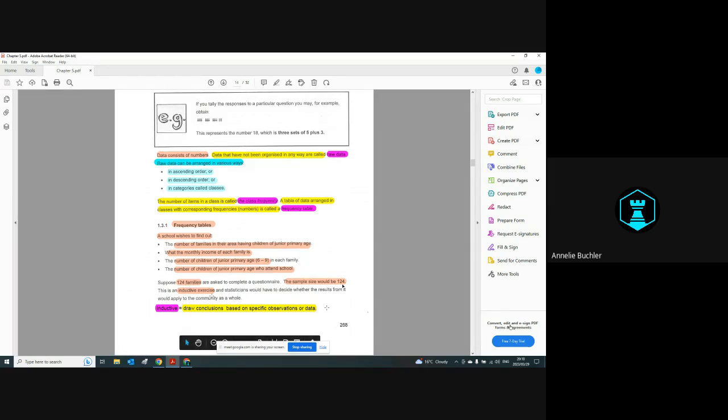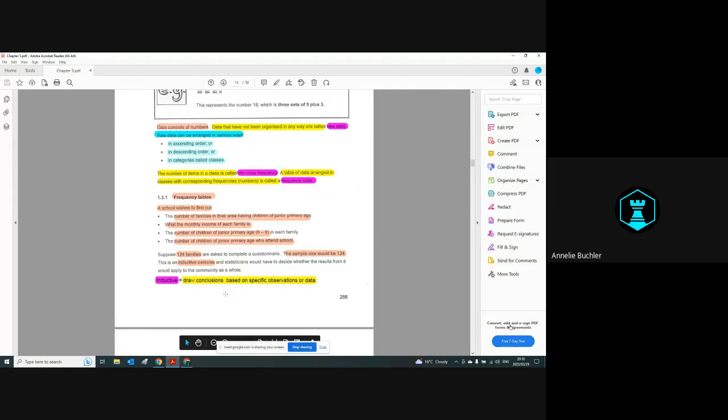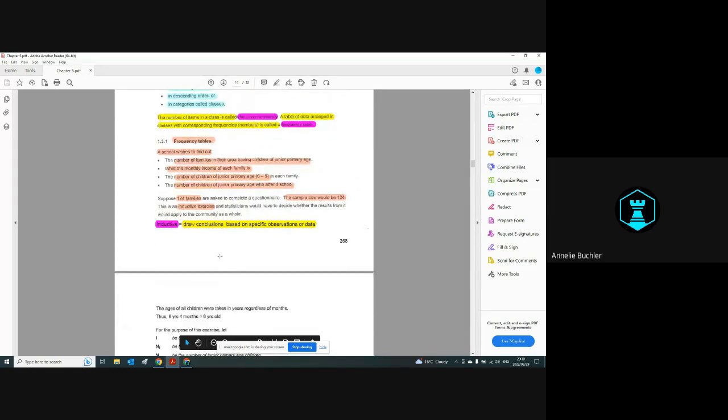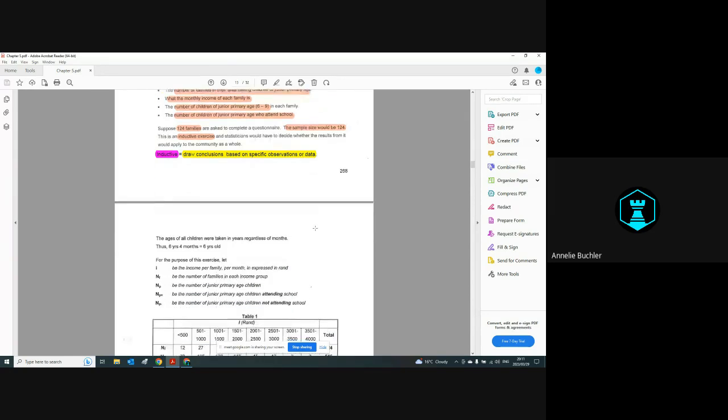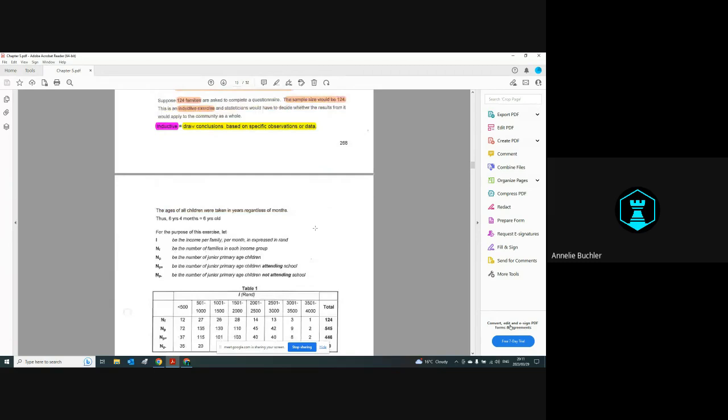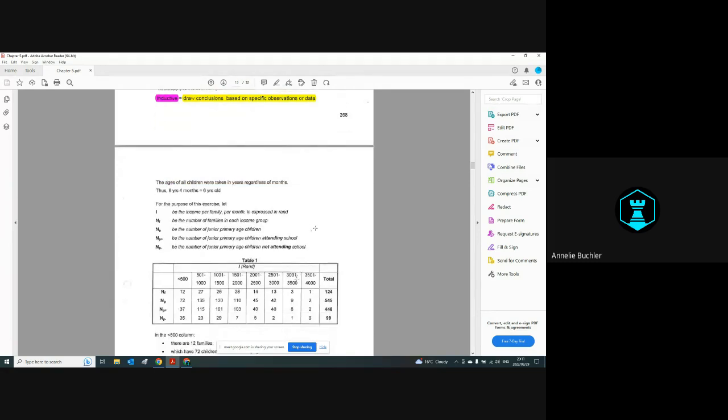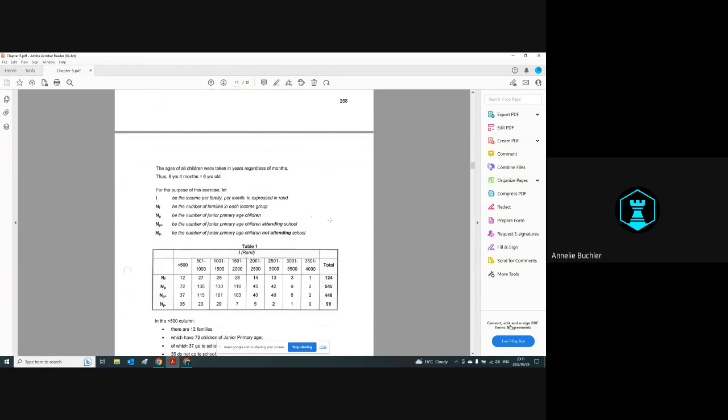This is going to be an inductive exercise. I made a note here: inductive means you're going to draw a conclusion based on specific observations in the data. Now, let's say they gave us the details of the data set. I just want us to go through this table so that we can understand it.